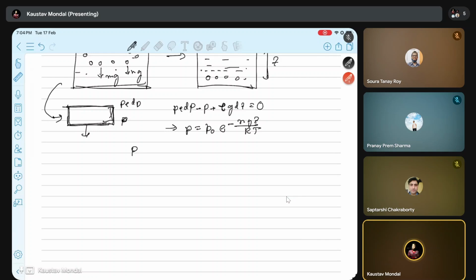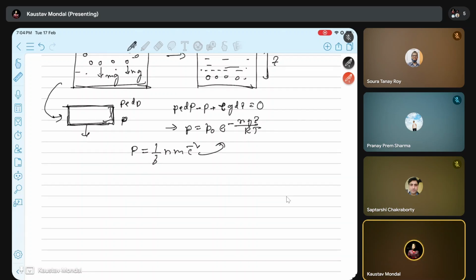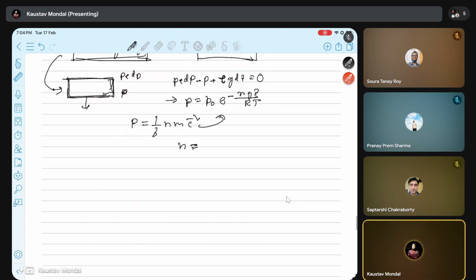Now if you substitute the expression from kinetic theory, where the pressure was given by 1 by 3 mn c bar square, you will get the density of the particles as a function of the distance, given by mgz by RT. Where at z equal to 0, the particle density is n equal to n0. This is the initial condition.